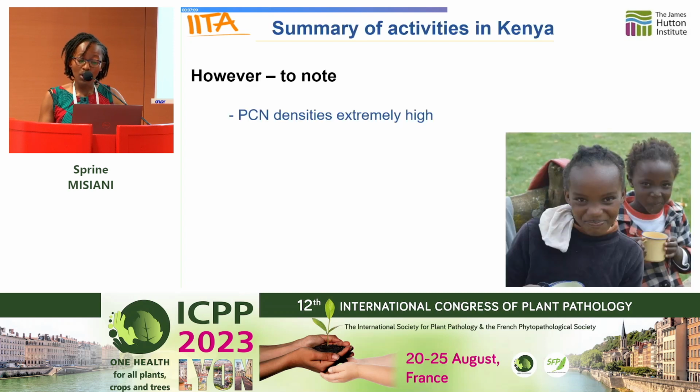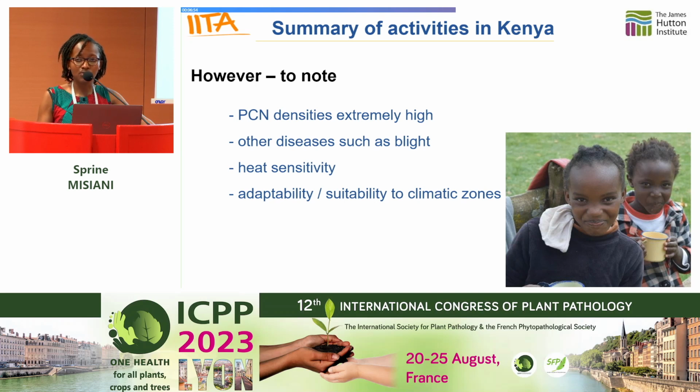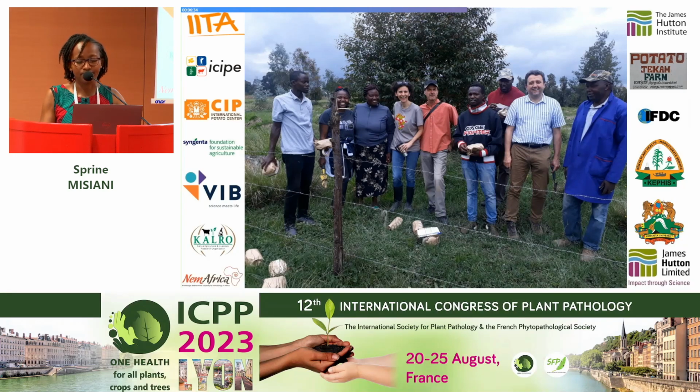However, as I've mentioned earlier, PCN levels are so high in our country. And apart from the PCN, we are having blight, which is an issue. And we're trying to also assess how these different varieties will adapt in terms of heat sensitivity, because we are living in the subtropics, we have varying temperatures compared to the UK, where these lines came from. And we are hoping that they will adapt properly in the different geographical regions. Yes, thank you so much.